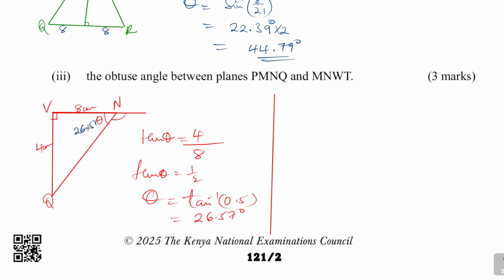26.57, we can get now this one, because we just need to take 180, then subtract 26.57, and whatever remains will be this angle, which is 153.43 degrees. So this angle here, 153.43 degrees. So that is how you're supposed to solve that question.